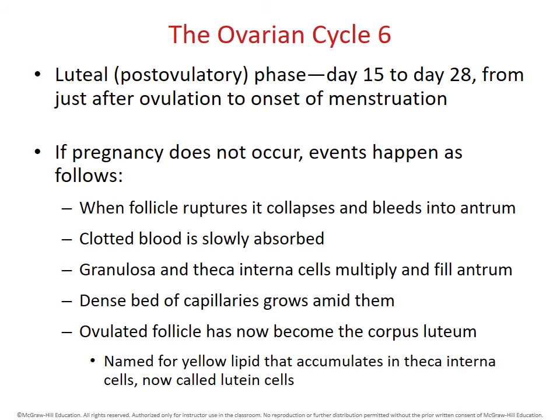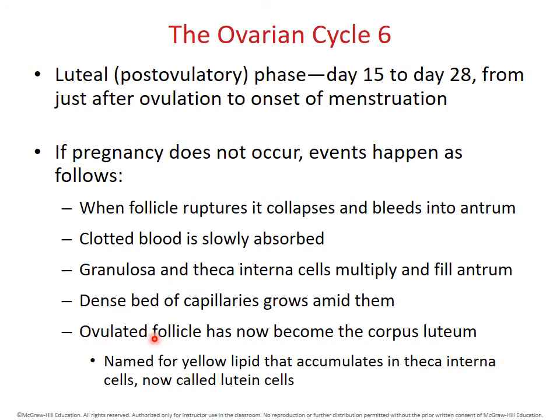All right, just to complete the ovarian cycle, the third phase, or the last half of the 28-day cycle from the ovaries' perspective, is called the luteal phase. And of course, this is when we get the formation of the corpus luteum after ovulation. Now, in most cases throughout a woman's life, pregnancy won't occur. What happens if pregnancy doesn't occur is that the ovulated follicle, first of all, bleeds and then repairs itself, and it gets a dense bed of capillaries growing within it as a result of this repair.